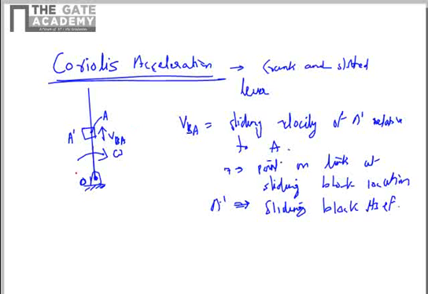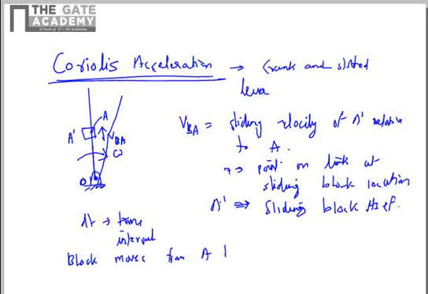So first I'll explain what is the Coriolis acceleration. In a finite time interval dt, infinitesimally small time interval dt, the block moves from position A to B due to velocity VBA, the sliding velocity of block with respect to the link. Let's say it moves to point B.